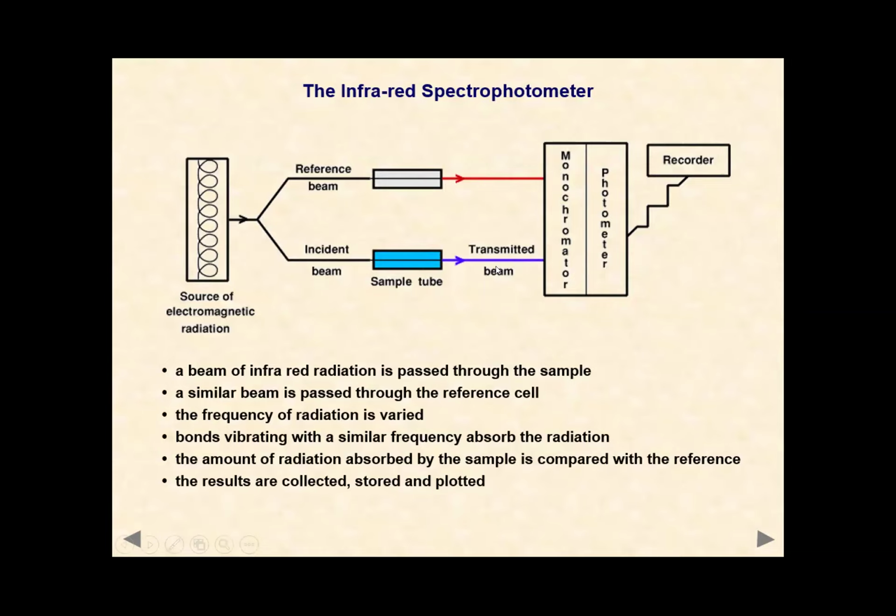Now, I'm going to read out what is written underneath it, so it'll make sense to you. A beam of infrared radiation is passed through the sample. You can see an incident beam. I'm using a cursor to show you because I'm showing this on the laptop. So, a beam of infrared radiation is passed through the sample, and then a similar beam is passed through the reference cell. The gray rectangular box is the reference cell.